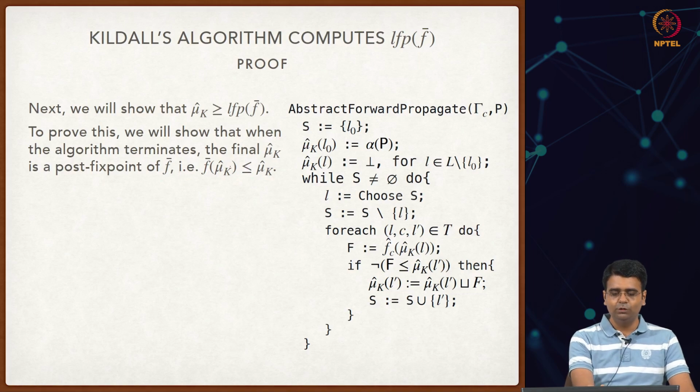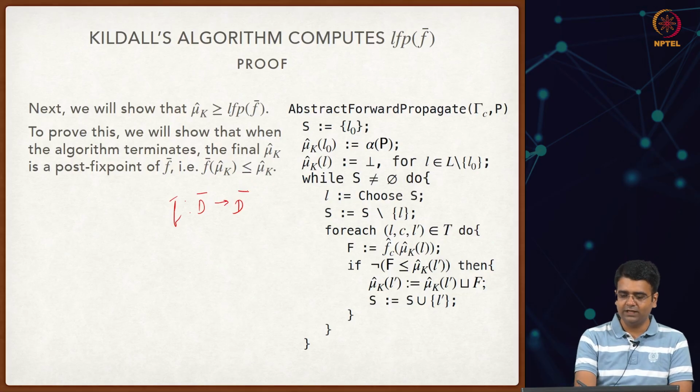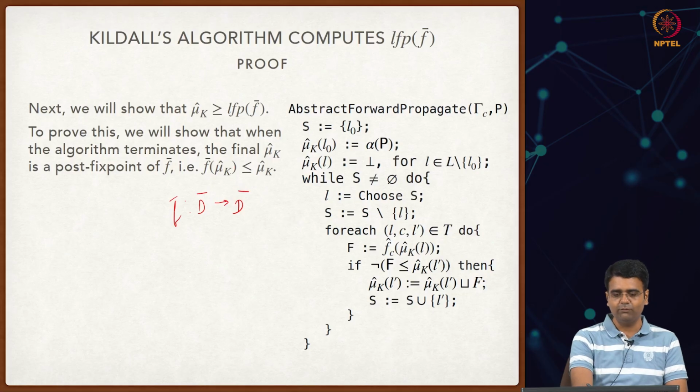Remember, mu hat k is a vector, and f bar is a function over the vectorized lattice, so it is from d bar to d bar. So I can apply f bar on mu hat k, and if I can show that the final value of mu hat k is a post fixed point of f bar, meaning that f bar of mu hat k is less than or equal to mu hat k, then I can use the Knaster-Tarski fixed point theorem.